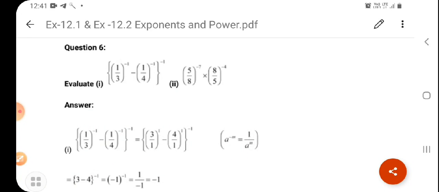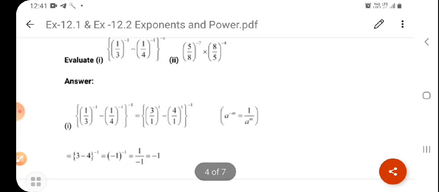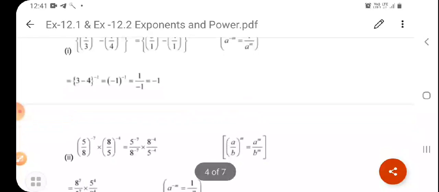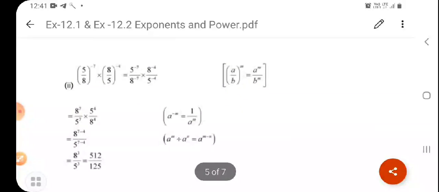Here again we will have to solve this question based on the negative powers. Negative powers we will first make positive by reciprocating them. A to the power minus m is equal to 1 upon a to the power m, and we will make the power positive. Then we will take the minus 1 common, and we have minus 1 to the power minus 1, and again reciprocating them we will get minus 1 as the answer.